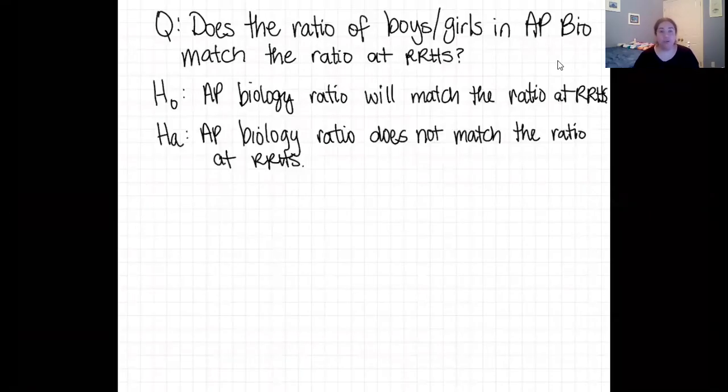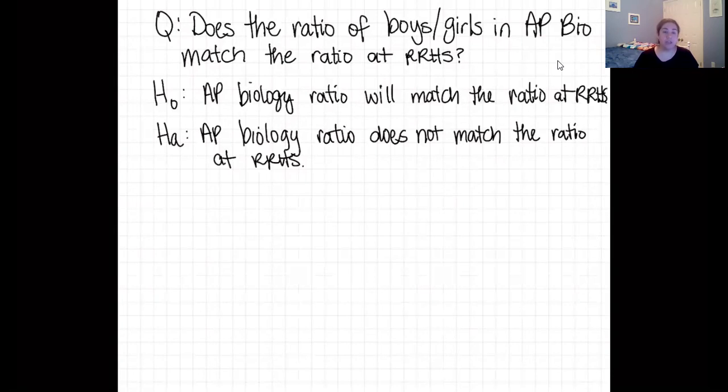In this activity, we are going to be looking at data to answer the question, does the ratio of boys to girls in AP Biology match the ratio at Round Rock High School? And in this type of activity, we're going to use a chi-square to help us analyze the data. We do acknowledge that there's going to be some variation. There's going to be a little bit of randomness as far as how the number of boys to girls in AP Bio doesn't quite match the ratio, the number of boys and girls at Round Rock High School. But we want to use chi-squares to help us understand, is that true or is there something else going on?